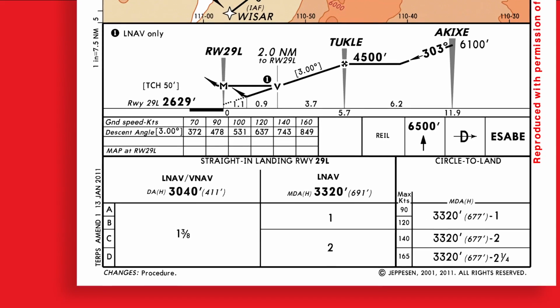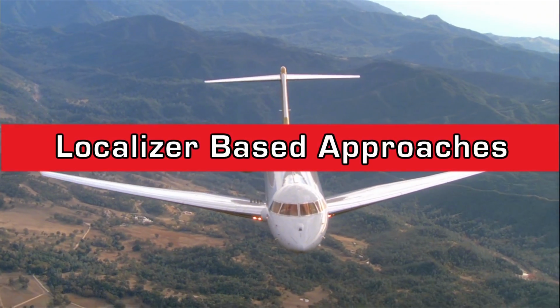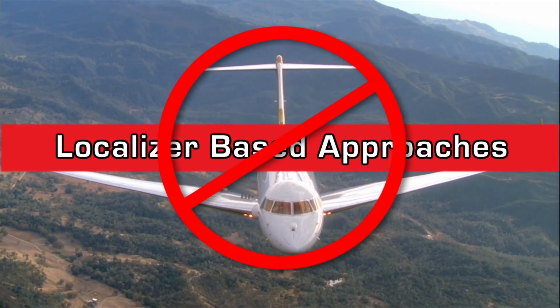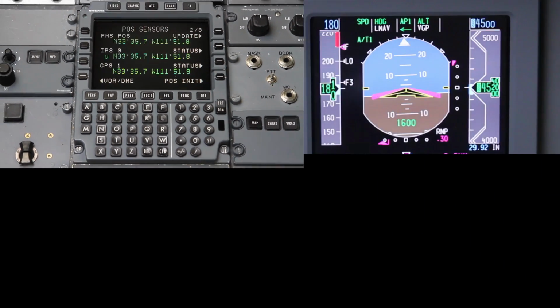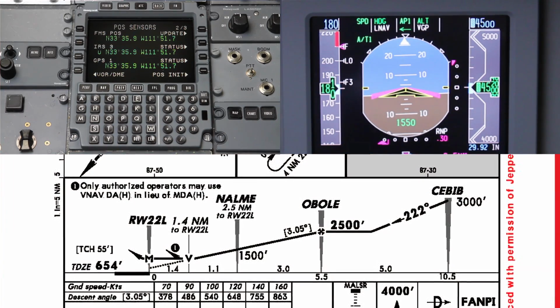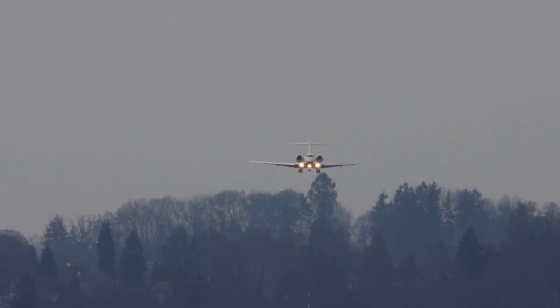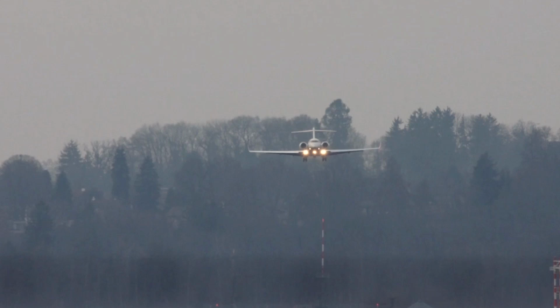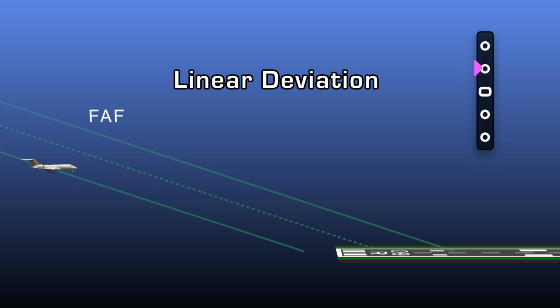VGP mode is used to fly RNAV approaches to VNAV decision altitudes. VGP mode cannot be used to fly localizer-based approaches such as ILS and LDA. VGP uses an FMS calculated position and barometric altitude to construct a glide path for the final approach segment of a non-precision approach. This glide path is linear in nature, meaning the sensitivity of the vertical deviations does not increase as the aircraft approaches the runway. To explain further, on an approach using linear deviation, a one-dot deviation can equal 75 feet at the final approach fix and 75 feet at the runway.